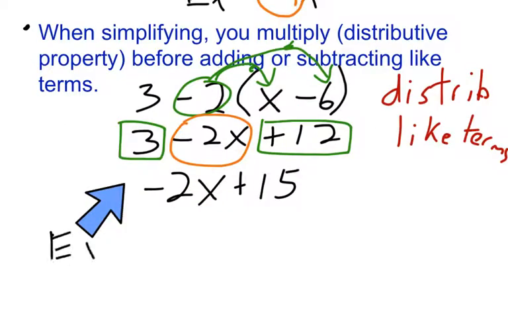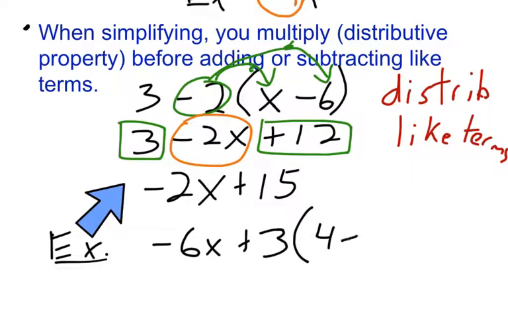All right, let's try another one. Let's do negative 6x plus 3, parentheses 4 minus 2x, plus x.